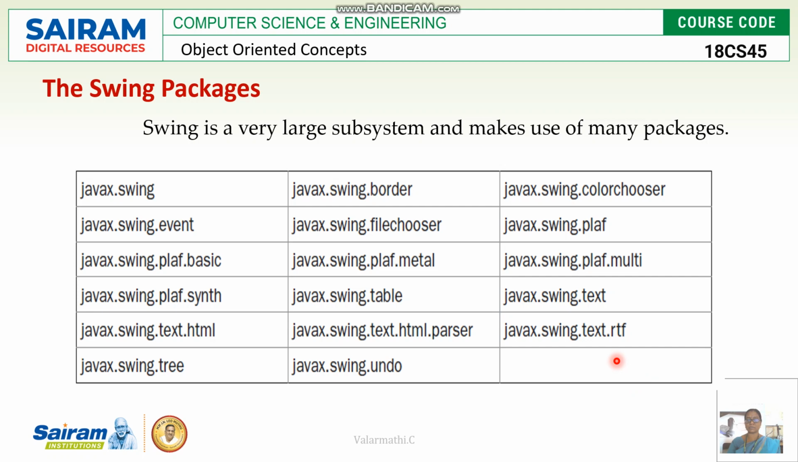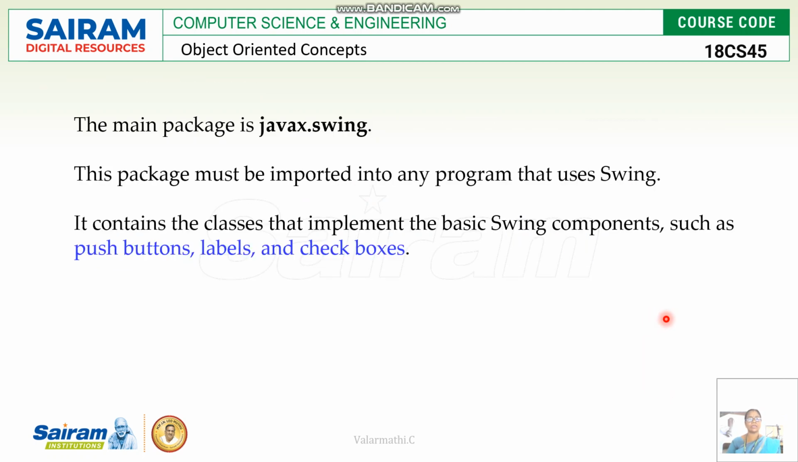Java Swing's text control. RTF is nothing but rich text format. So it looks like one office text format. Whenever you are going to plan your own text component that should be in rich format, you can use this package. It provides many methods to make your text a rich format. So always the main package is javax.swing. It contains the classes that have the basic Java Swing components like push buttons, labels, checkboxes.